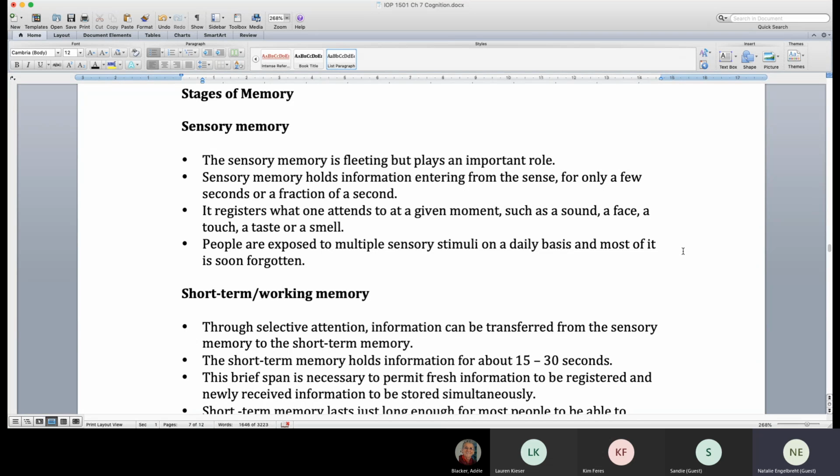So that's sensory memory. People are exposed to multiple sensory stimuli on a daily basis, and most of it is soon forgotten. Let's look at the short-term working memory. So you understand sensory memory. It comes to us through your five senses. It doesn't last for long. It is very fleeting. And we are exposed to these sensory stimuli on a daily basis. But it is often soon forgotten.